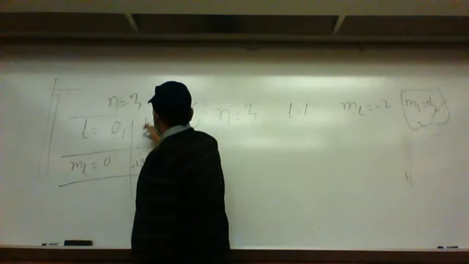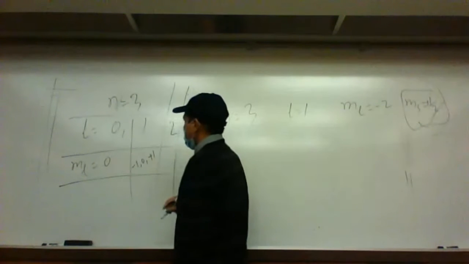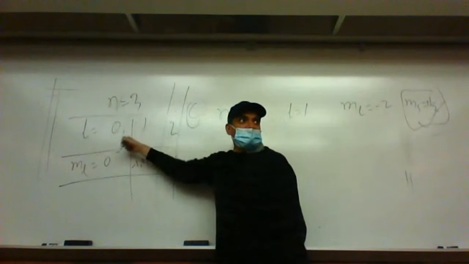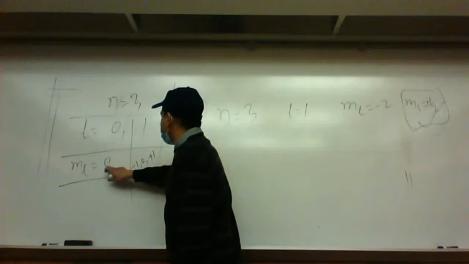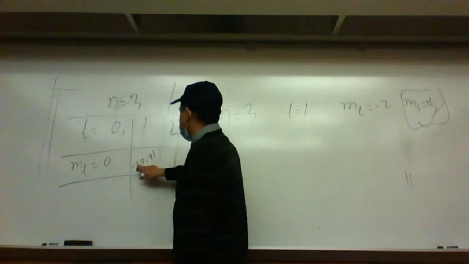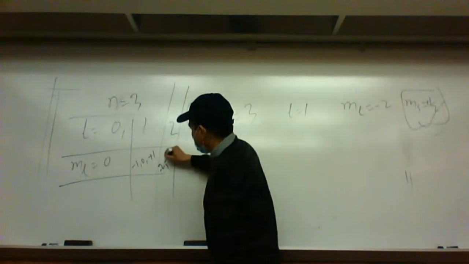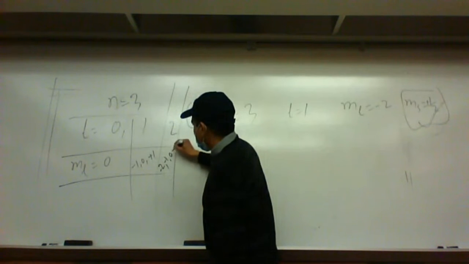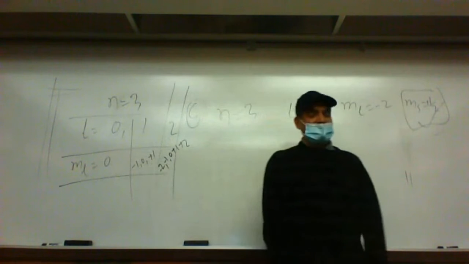So l equal to 0, 1, and 2, for n is equal to 3, right? For this 0, ml comes as 0. For this 1, this is 3 values. For 2, we have minus 2, minus 1, 0, plus 1, and plus 2. These are ml quantum numbers for l equals 2, right?